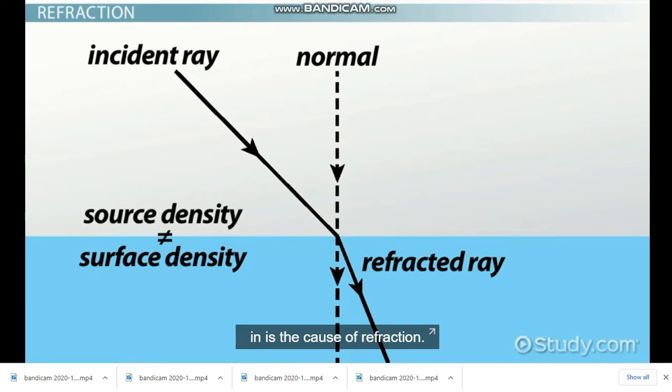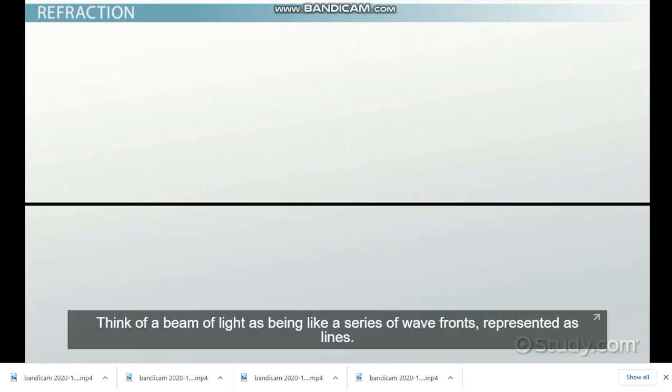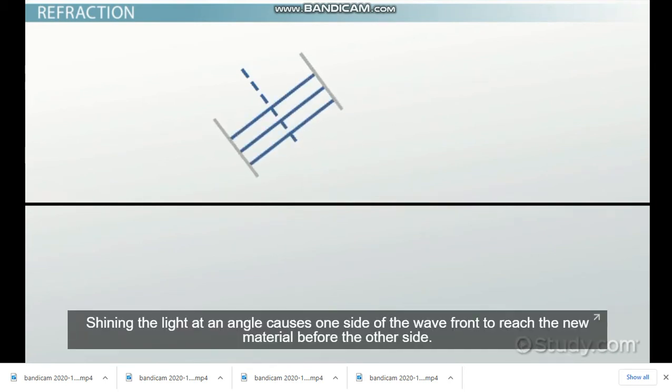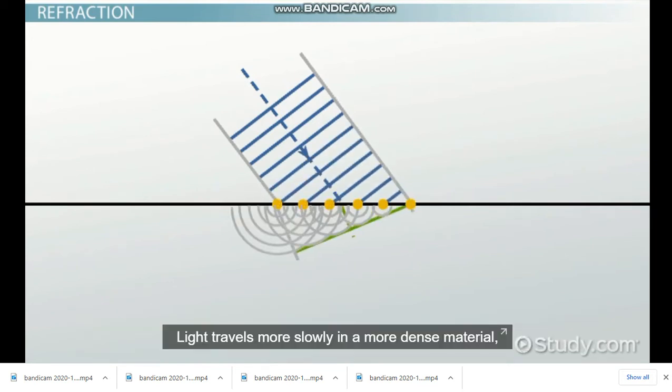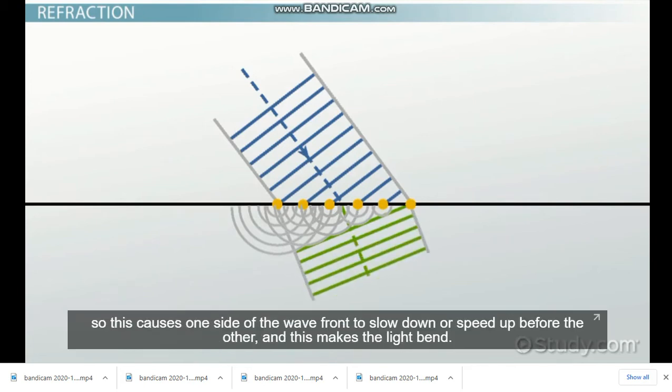Think of a beam of light as being like a series of wave fronts, represented as lines. Shining the light at an angle causes one side of the wave front to reach the new material before the other side. Light travels more slowly in a more dense material, so this causes one side of the wave front to slow down or speed up before the other, and this makes the light bend.